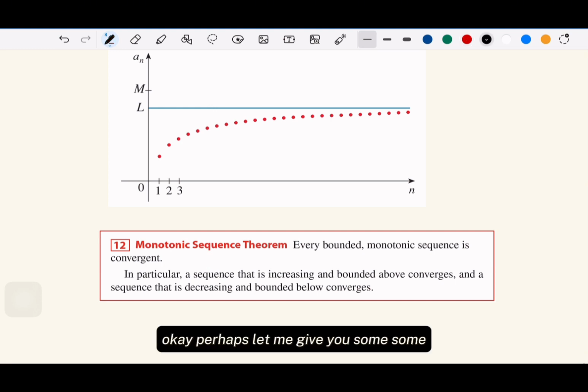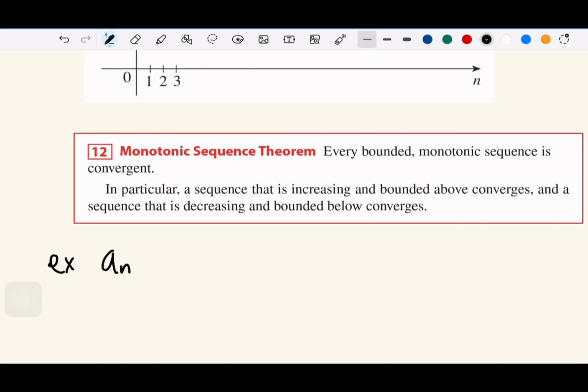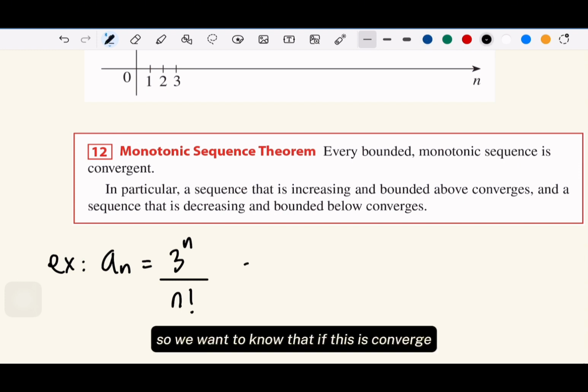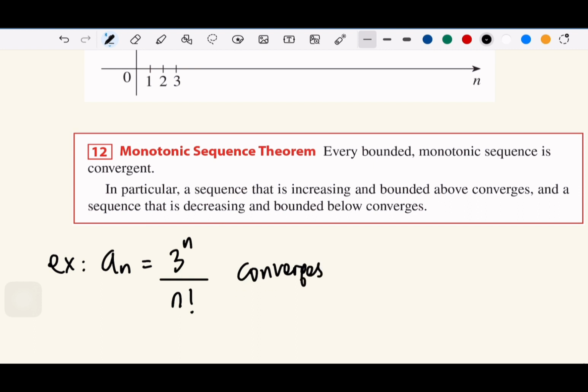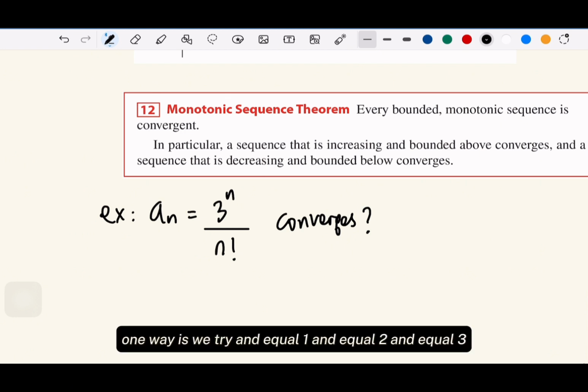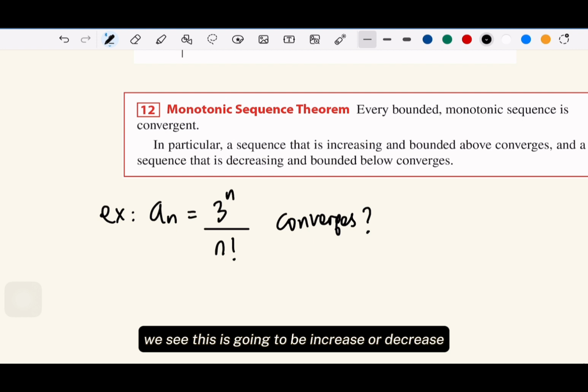Okay, perhaps let me give you some practical applications. Say we have a sequence, 3 to the power of n divided by n factorial. We want to know if this converges. One way is we try n equal 1, n equal 2, n equal 3. We see the pattern, whether it is going to increase or decrease, or maybe something happens in between. So let's try that first.